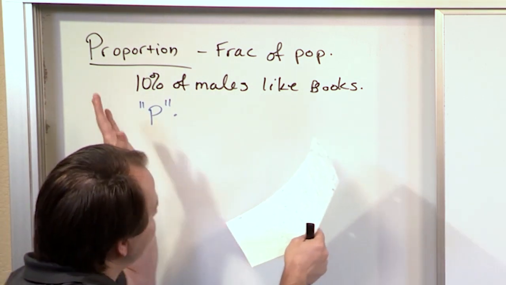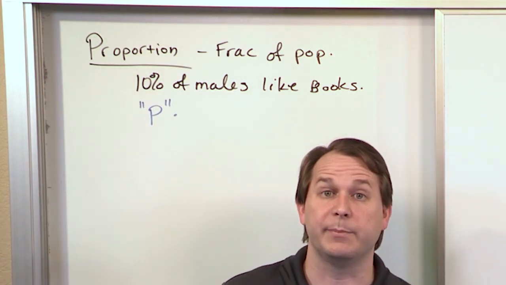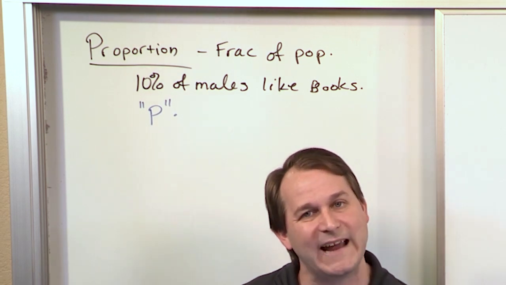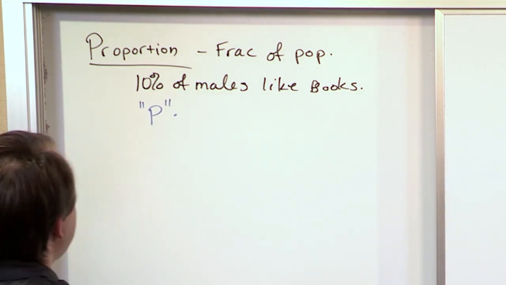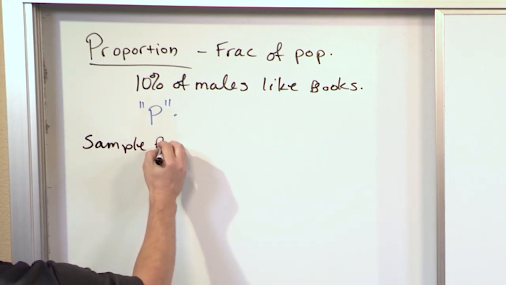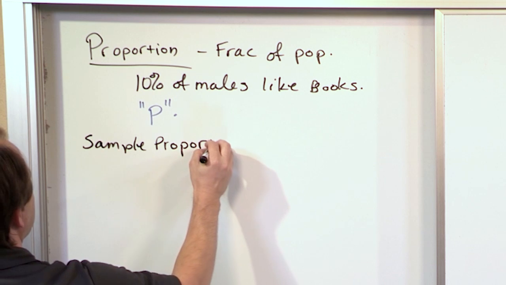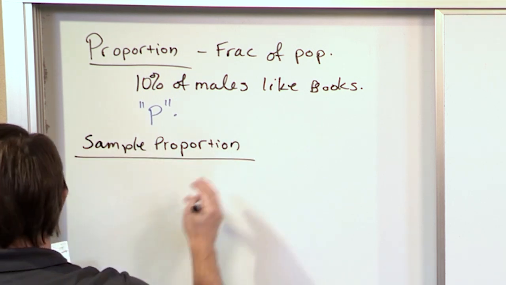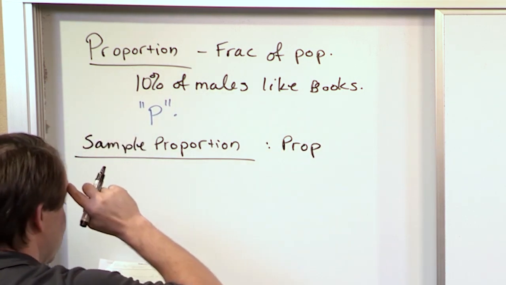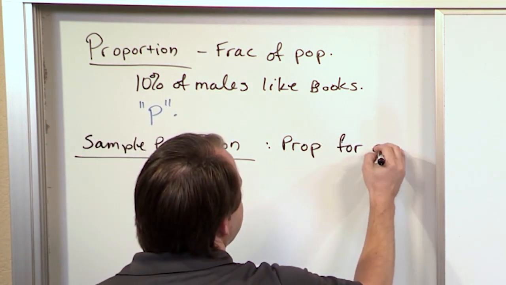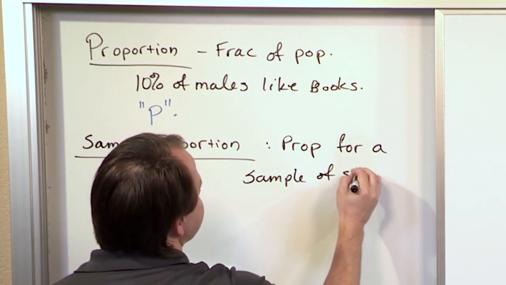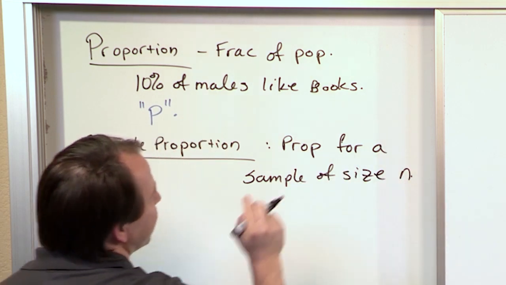All right, now this is the proportion of a large group of people called a population, but we can never really measure everyone in the population. So we really talk about sample proportions a lot. And that's exactly what it sounds like. We have a sample proportion. What a sample proportion is, it's a proportion for a sample of size n. Sample size is usually called n.